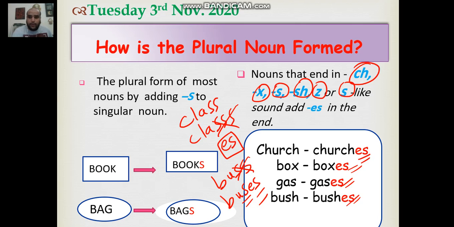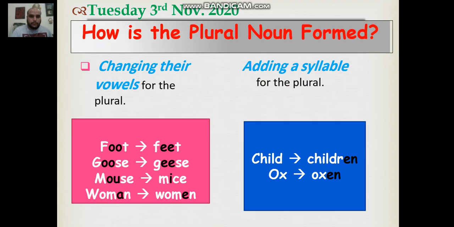You see? Fox. You have to add ES. Foxes. Clear, my boys? Let's carry on. Here, foot, feet, goose, geese. Okay, some vowels are changing.